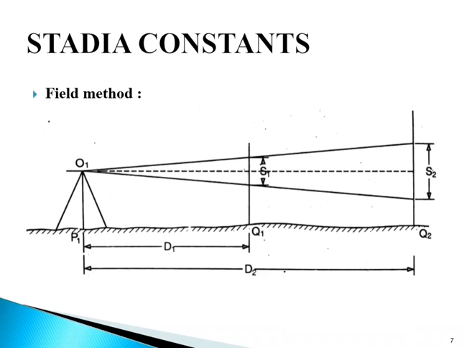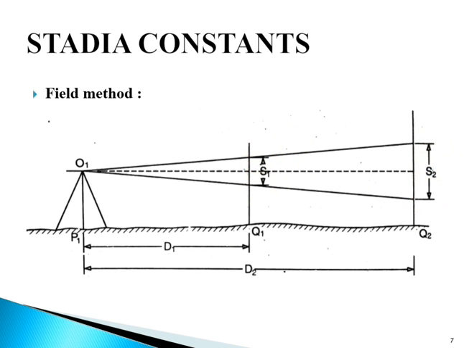You can see all the arrangement here. A fairly level ground is selected. Then the tachometer is set up at P1, this point, and pegs are fixed at Q1 and Q2 at a known distance apart. So first we select the fairly level ground, then the tachometer is set up at P1 and the pegs are fixed at Q1 and Q2. Next, the staff intercept, or say STADIA readings, are noted at each of the pegs. Let these intercepts be S1 and S2.